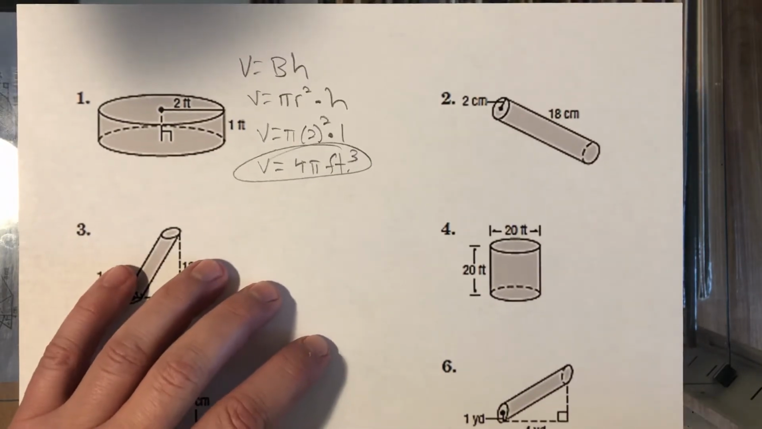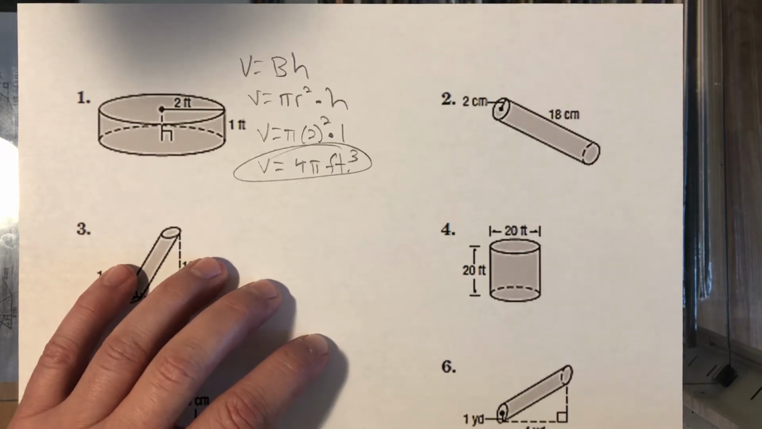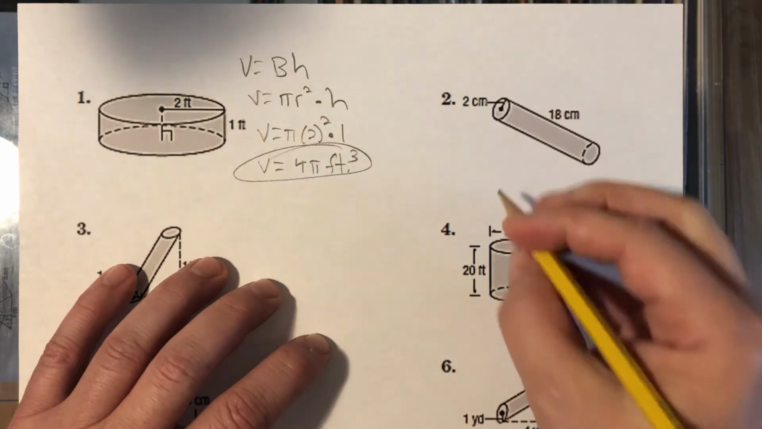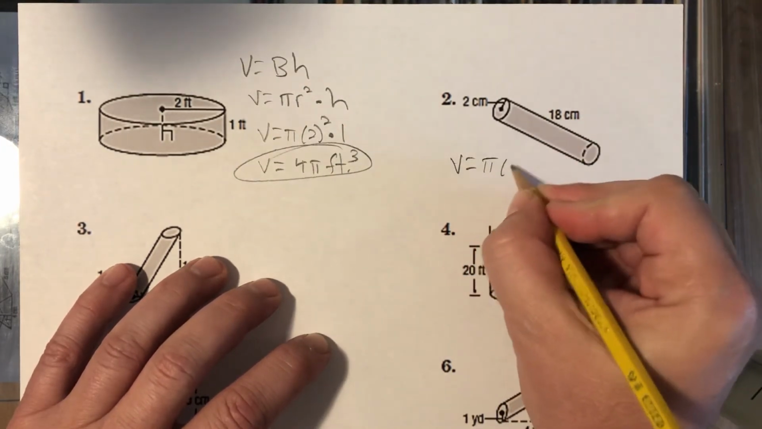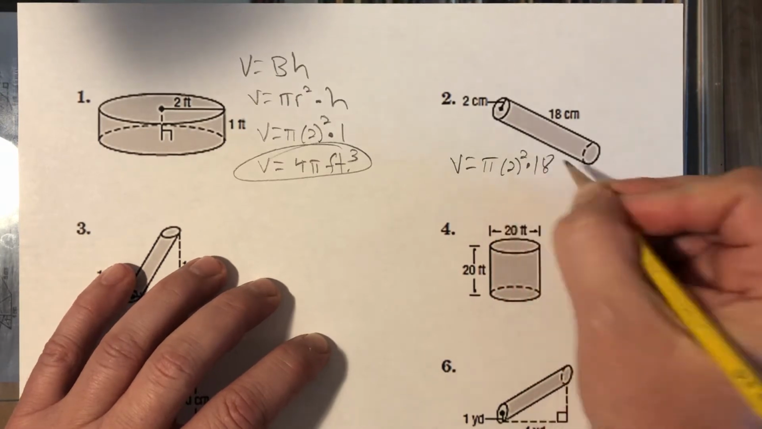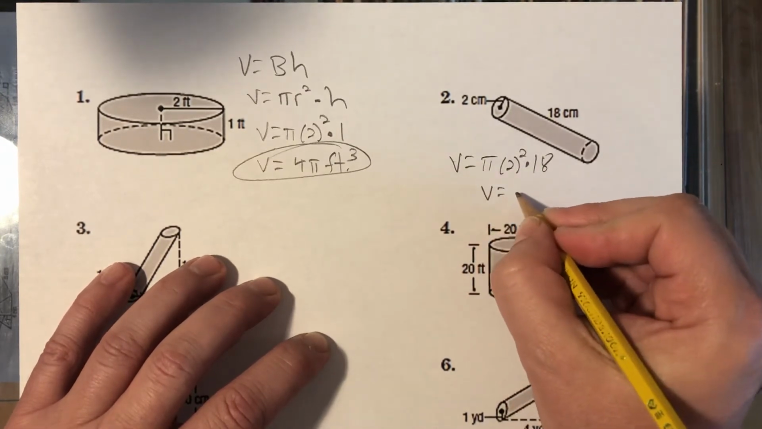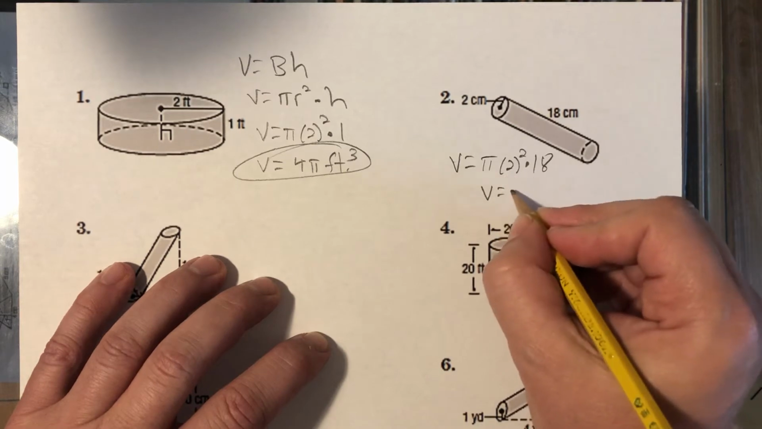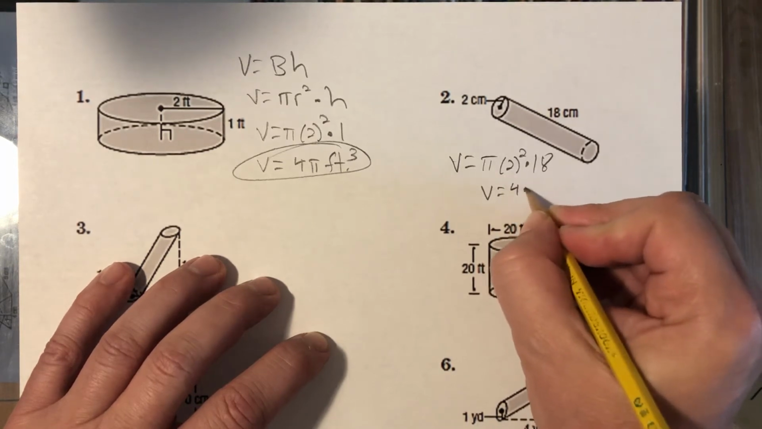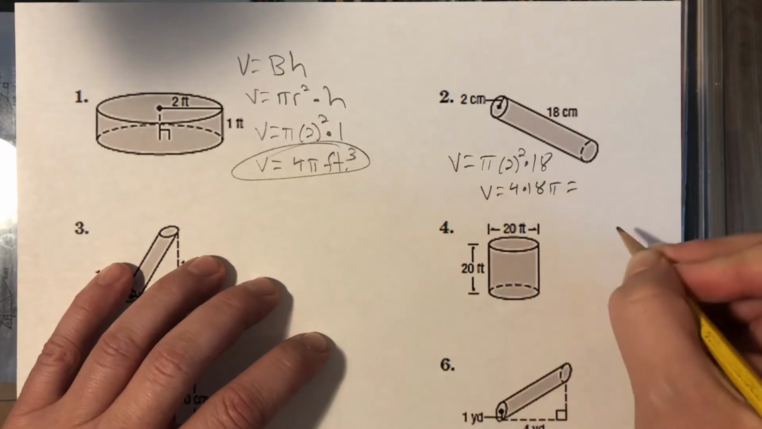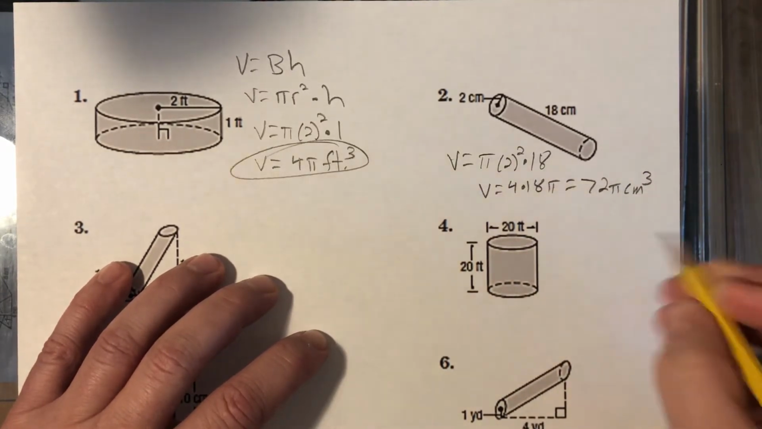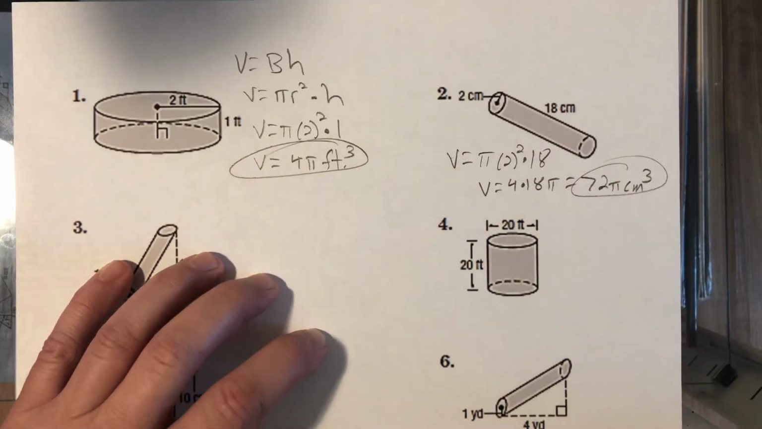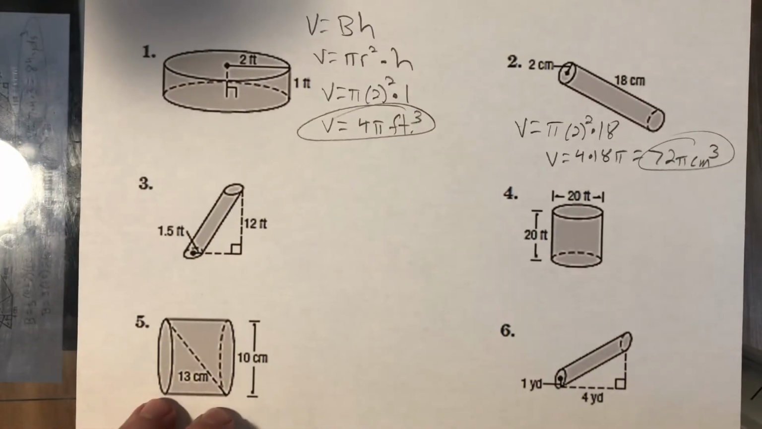Here, and I'm going to leave it in terms of pi for now, we've got a cylinder with a base that has a radius of 2 centimeters. So the volume is going to equal pi times 2 squared times 18. When I multiply all this out, I say 4 times 18 pi, which is going to give me 72 pi cubic centimeters. There you go.